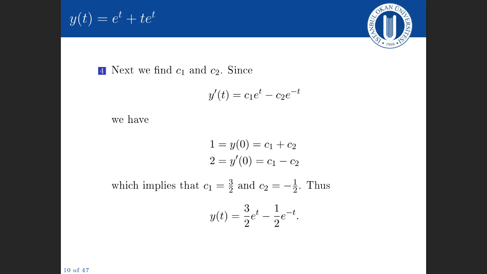I'm going to find constants C1 and C2, which satisfy the initial conditions. And again, I'll leave this for you to check. This time I found 3 over 2 and minus a half. So far I've got 3 over 2 e to the power t minus a half e to the power minus t.